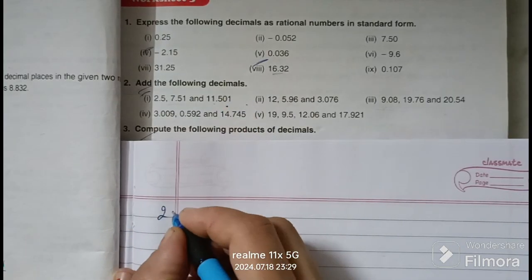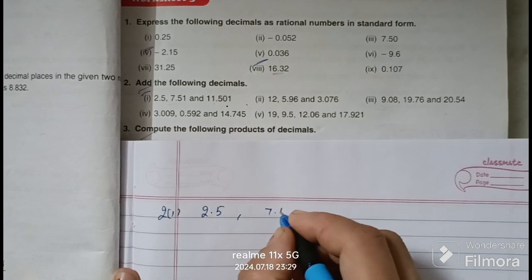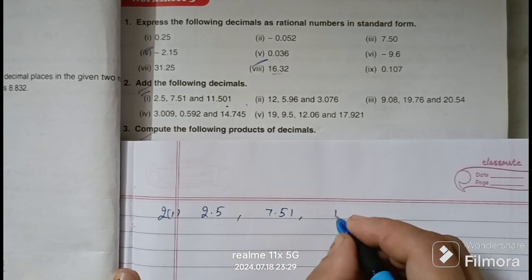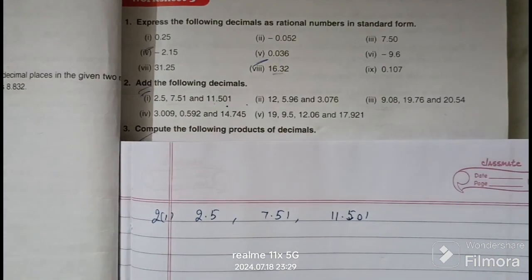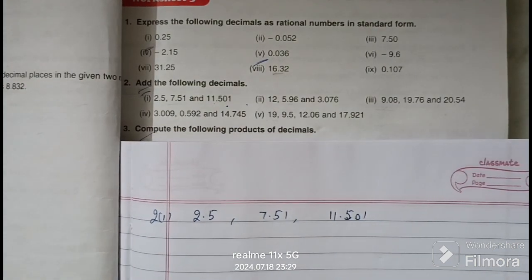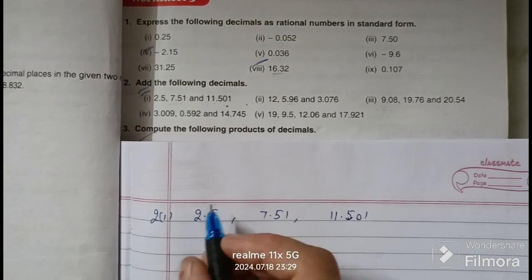So what is the first part of the second question? It says 2.5, 7.51 and 11.501. So before adding these decimal numbers, what do I have to do first? Firstly, I am going to convert these 3 decimal numbers into like decimals. Like decimals का मतलब पता है आपको? What is the like decimal? Like decimal वो होता है जिसमें decimal point के बाद equal number of digits हो.